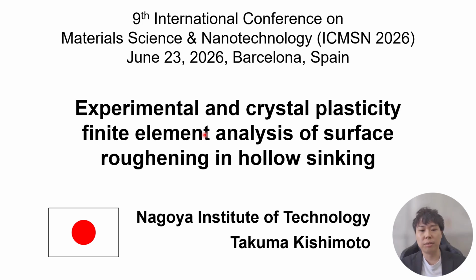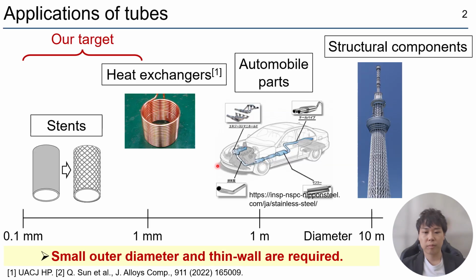Today I'll show you the experimental and crystal plasticity finite element analysis of surface roughening in hollow sinking. This study focuses on tube forming technology. Thin-walled fine tubes are used in many fields. Large diameter tubes are used for structural components and automobile parts, whereas small diameter tubes are used for medical devices.